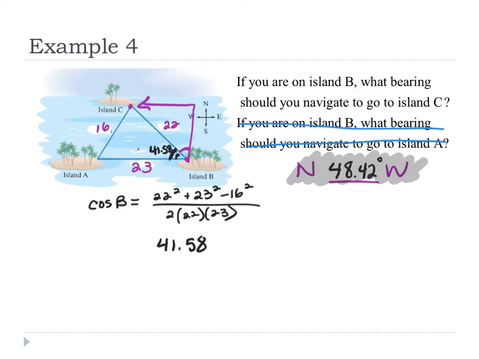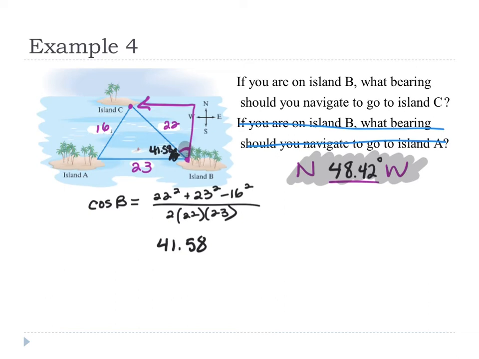So the bearing has to have the north and the west part, okay? North 48.42 degrees west. Patricia. Because I need this angle that's here. So the only way to get there is to find this one and then subtract it from 180. I mean, subtract it from 90.